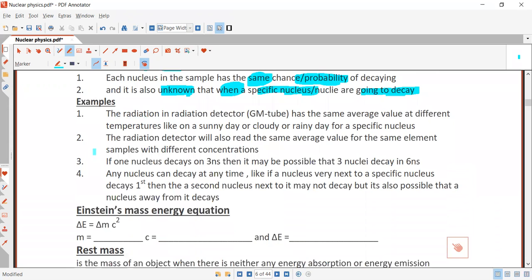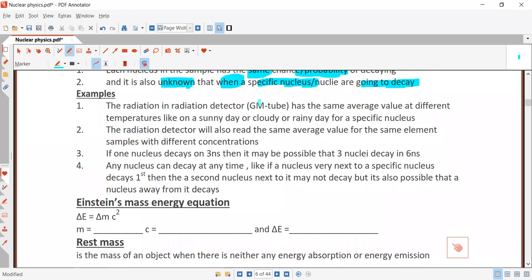Here are examples of this. Radiation in the GM tube has the same average value at different temperatures. If the temperatures are different, again the value is the same. Radiation will also read the same average value for the same element with different concentrations. So the number of nuclei doesn't affect it. If one nucleus decays in 3 nanoseconds, then it may be possible that 3 nuclei decay in 6 nanoseconds, right? Okay, so any nucleus can decay at any time, right?